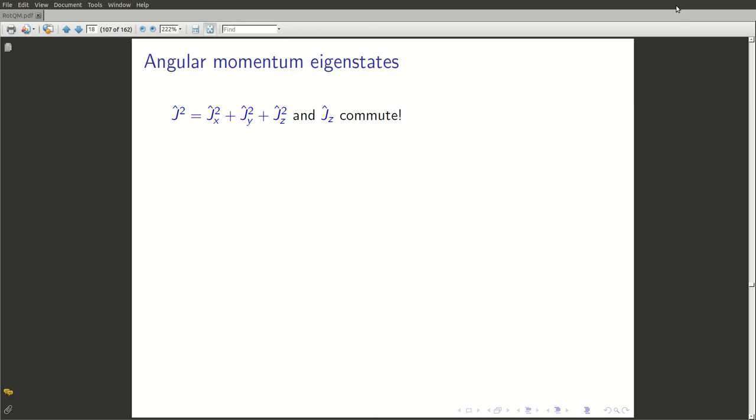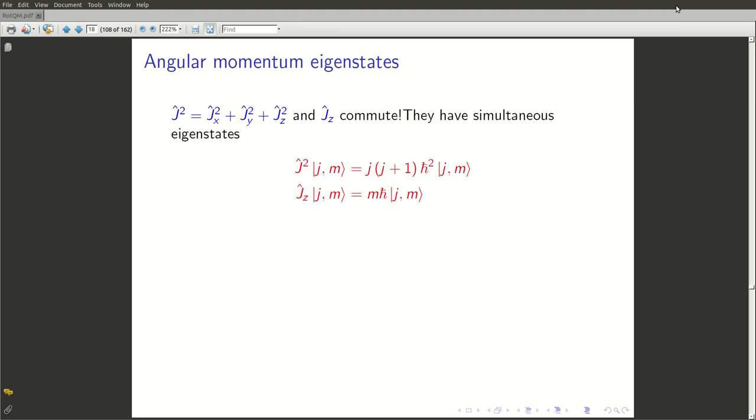Of course, there is nothing special about Jz. It could have been J squared and Jx or J squared and Jy. What you could not have had are simultaneous eigenstates of Jx and Jy, at least not a complete set of them. So what we look for are simultaneous eigenstates of J squared and Jz.